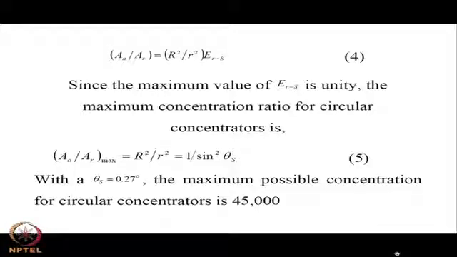Now, the question comes, why is it not infinity? Can I not really focus onto a point? The answer lies in the fact that sun subtends a finite angle, no matter how small it is, 0.27 degrees with the earth. That makes the focus onto a finite area, no matter how small it is. Consequently, this maximum concentration ratio.